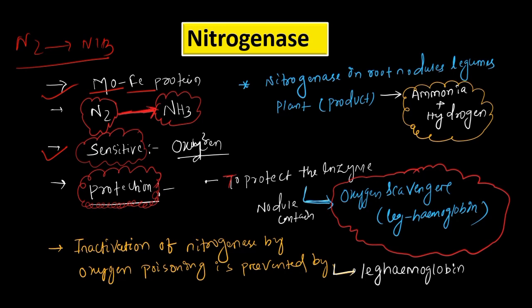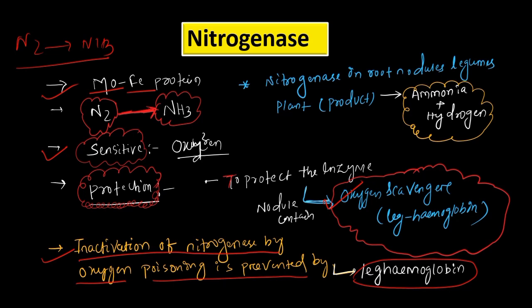This is known as leghemoglobin. It is also called an oxygen scavenger. What is a scavenger? Scavenger means it masks the oxygen or protects from the toxicity of oxygen. Scavenger means a kind of rescuer. Another concept: inactivation of nitrogenase by oxygen poisoning is prevented by leghemoglobin. This is the exact point. If we provide leghemoglobin, then oxygen cannot bind at the active site, so the enzyme works properly.